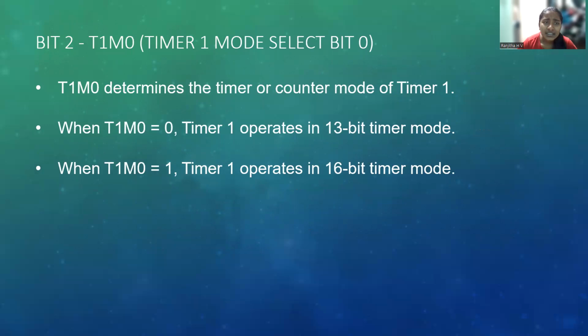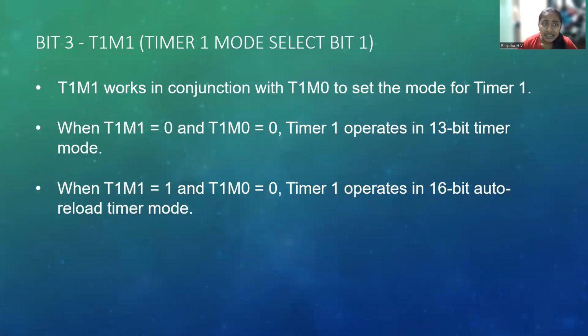Bit 2, T1M0, the Timer 1 mode select bit 0. T1M0 determines the timer or counter mode of Timer 1. When T1M0 is equal to 0, Timer 1 operates in 13-bit mode, and when T1M0 is equal to 1, Timer 1 operates in 16-bit timer mode.